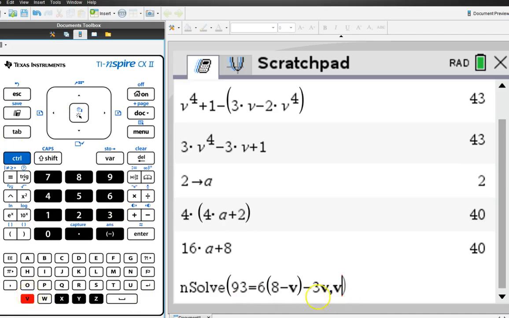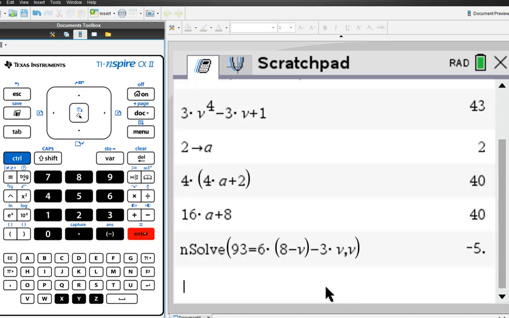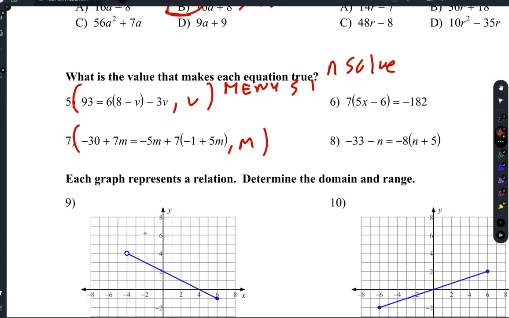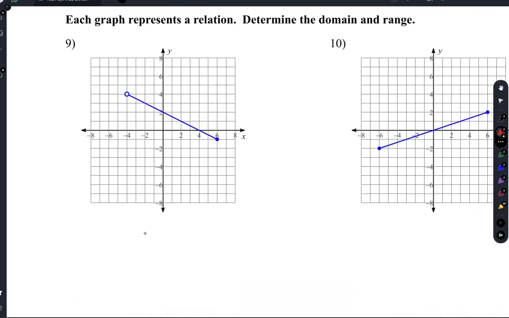So I have my problem typed in. Make sure you put comma V. There should be a parentheses to the right of your cursor. Hit enter. You get -5. So the answer to that problem is -5. And we just did number 5, right? You need to do these on your own, okay? You can do that. So just type them into InSolve, get the answer. Let's go to number 9.